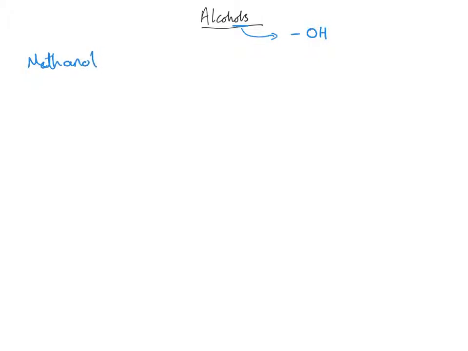methanol, ethanol, propanol, and butanol. They all end in ol. They've got meth meaning 1, eth 2, prop 3, but 4, and that refers to the number of carbons. So let's try drawing these.